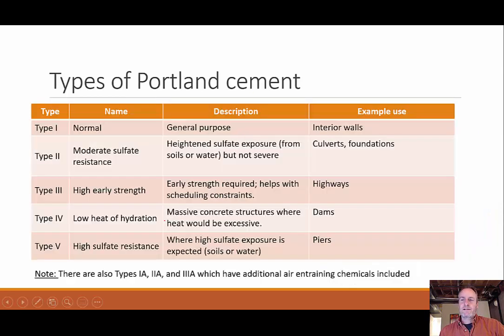When we talk about this cement, there's 5 types. Type 1 is our normal, most basic cement, general purpose. You'd see this on like interior walls and almost any other type of concrete. That's what we actually used for our lab.